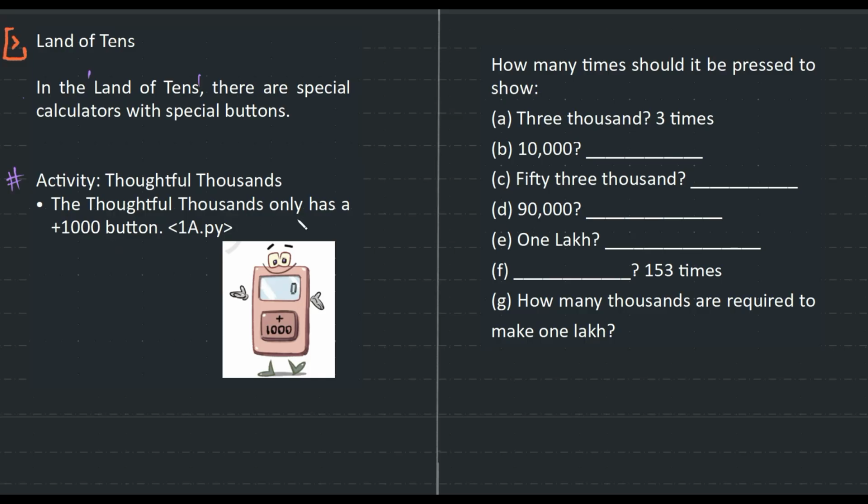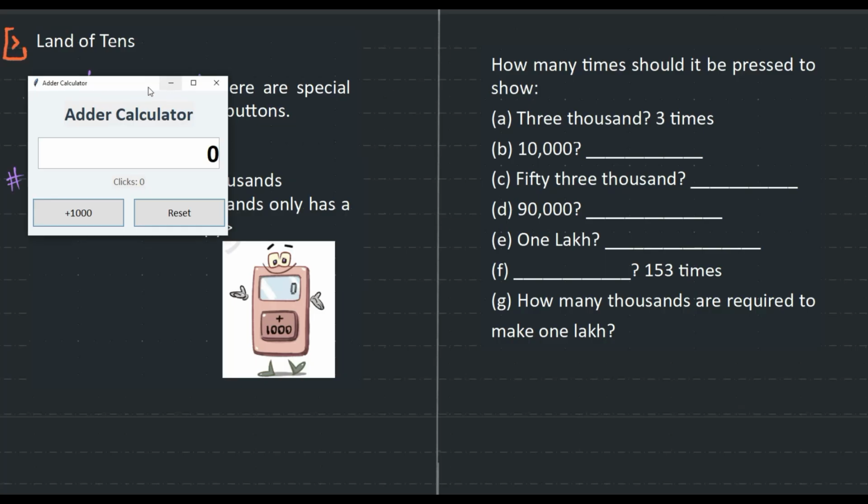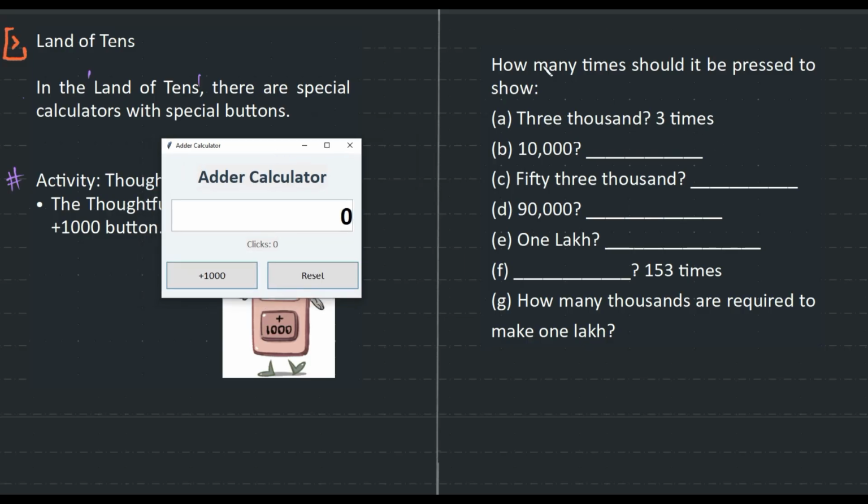The Thoughtful 1000 only has a 1000 button, something like this. Or to simulate Mr. Thoughtful 1000, we have this, right? We need to answer the following. How many times should the button be pressed to show 3000? 1, 2, 3. Right? So 3 times. Clicks is 3 times. So that's all they are trying to ask.